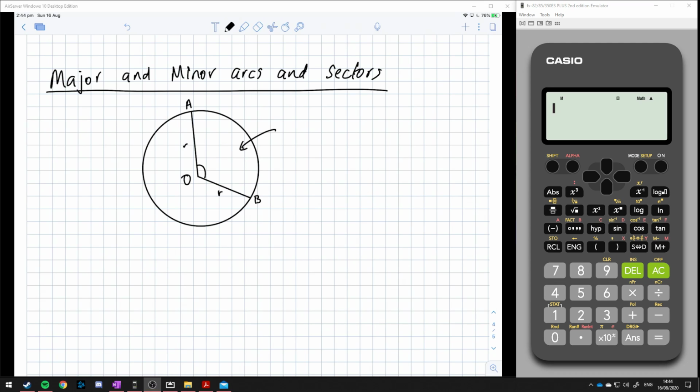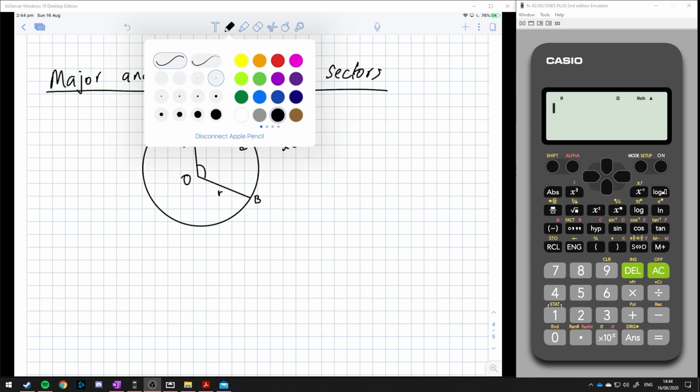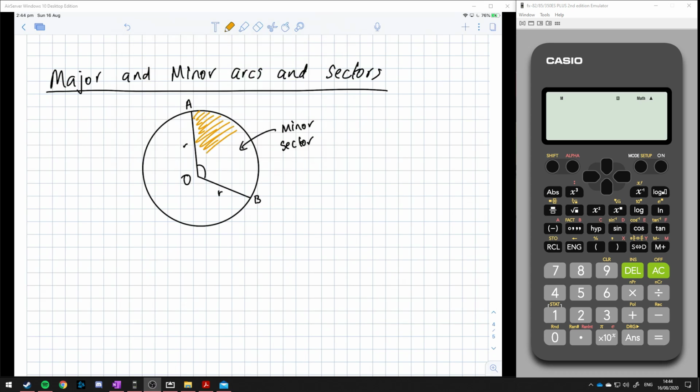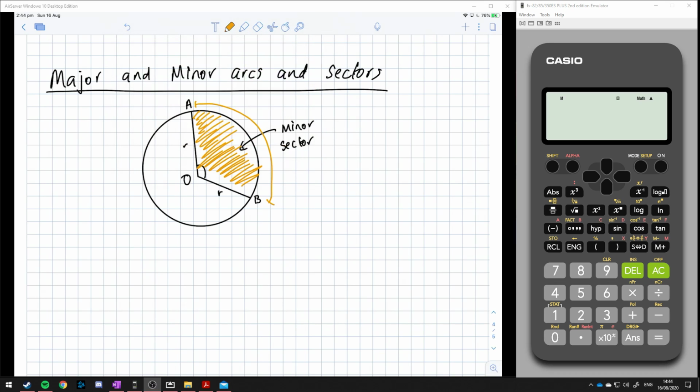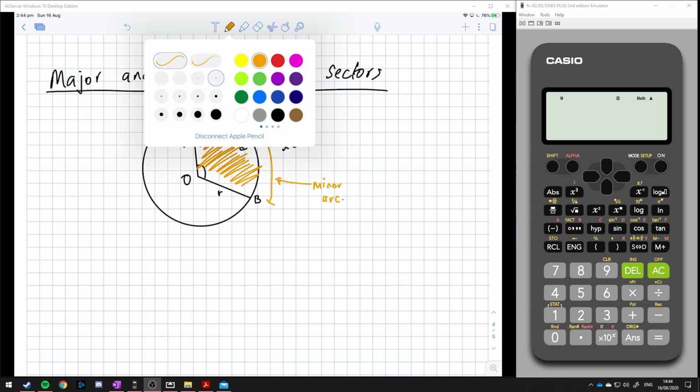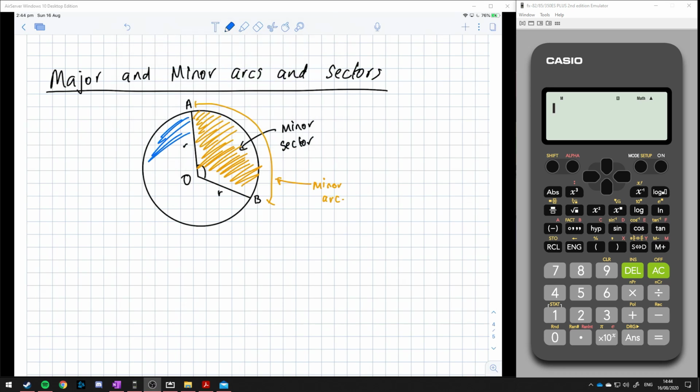Then the minor sector is the smaller part of the inside of the circle, like this. Which means that the minor arc is the outside. So that's the minor arc, okay? Pretty straightforward. Now the major arc, of course, is just the opposite. So the major sector is that part there, and the major arc is that one there.